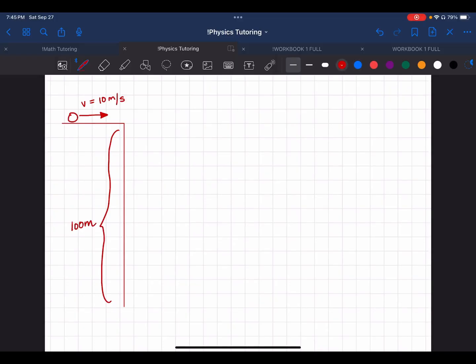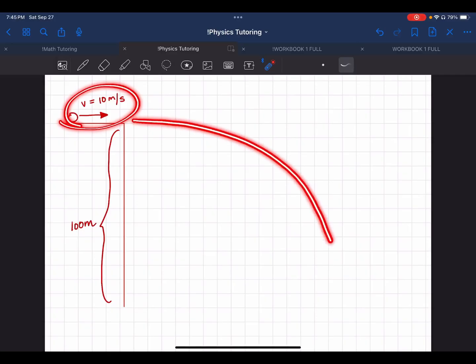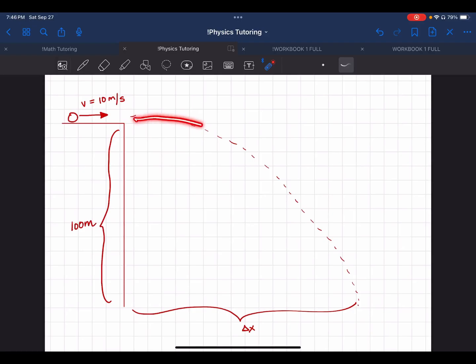my intuition tells me that it's going to roll off here, and then we're going to do something like this, right? Since I have the velocity now, it's going like this, right? Okay, so let me draw that. So now I have introduced some kind of distance here, right? And I call that delta x because it moved from here to here.